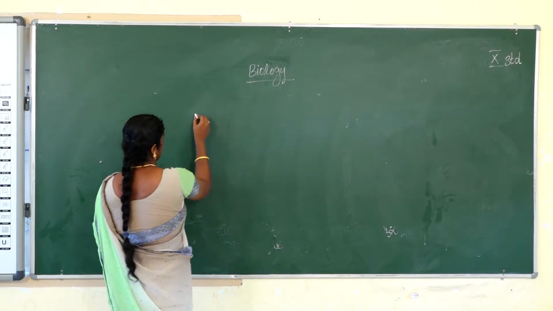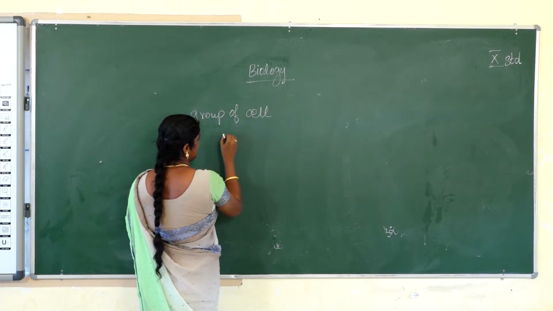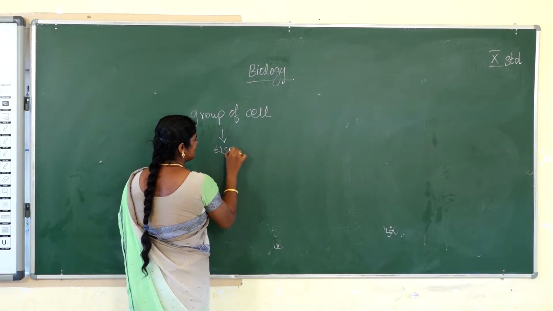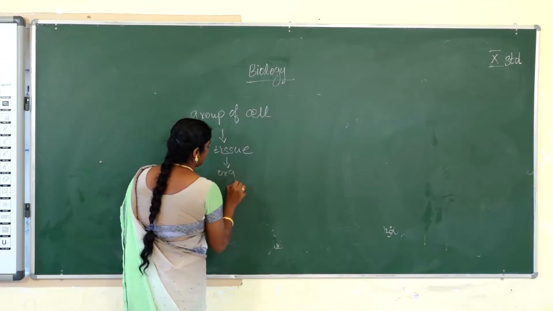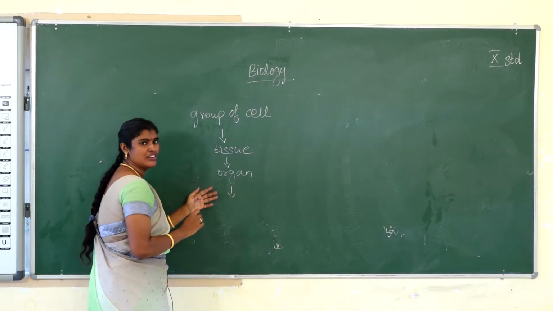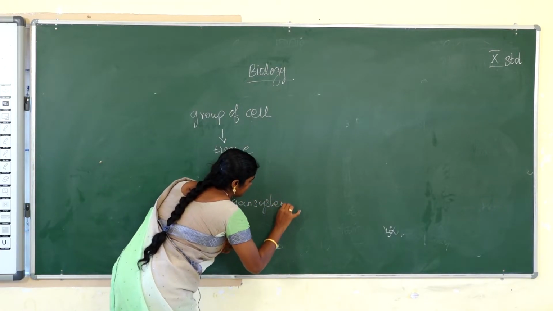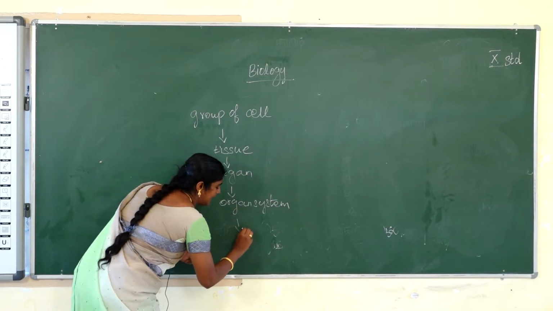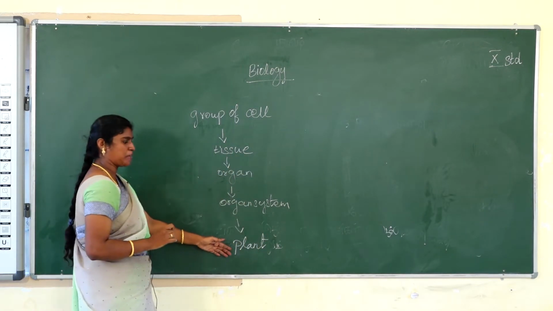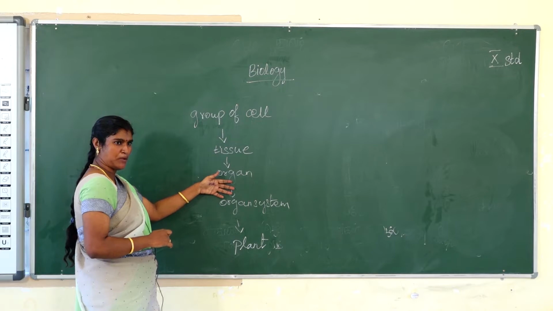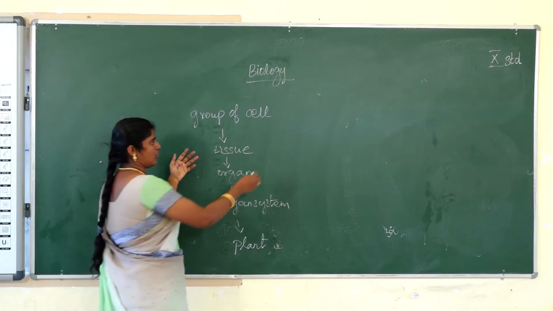For example, a group of cells joined together forms tissue, tissues joined together form an organ, organs joined together form an organ system, and organ systems joined together form the entire organism, the plant. So, a plant is made up of organ systems, made up of organs, made up of tissues, made up of groups of cells. So, the entire organism is covered.